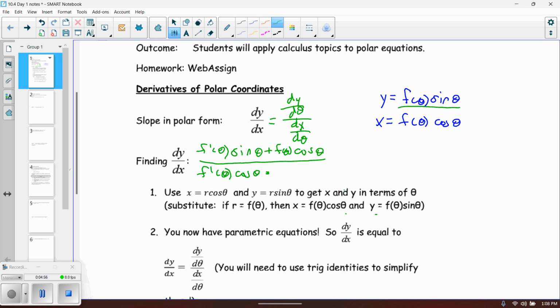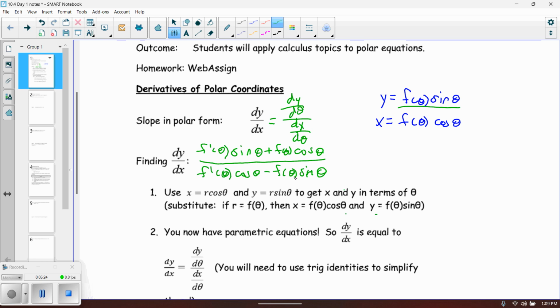So I'm going to write the negative here. Write that a little bit better. Sine of theta times the first function, which is f of theta. So that right there is your equation for finding the derivative in polar. dy over dx is the same thing as f prime theta sine of theta plus f of theta cosine of theta all over f prime theta cosine of theta minus f of theta sine theta.